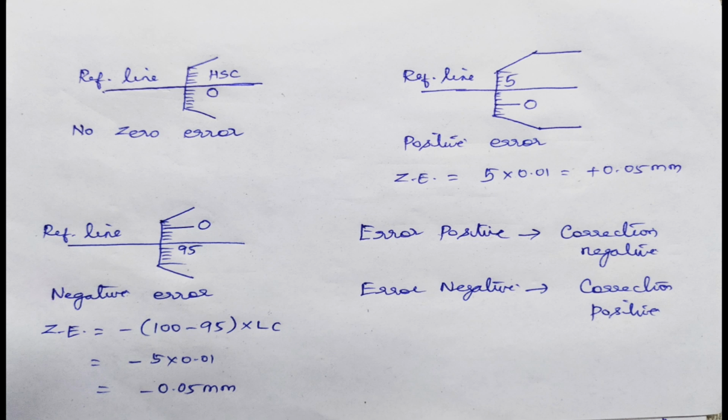In the first case, if the two lines coincide, there is no zero error. If zero of the head scale lies above the reference line, then it is negative. If zero of the head scale lies below the reference line, the error is positive. So I can remember this as NOP: negative, nil, positive.